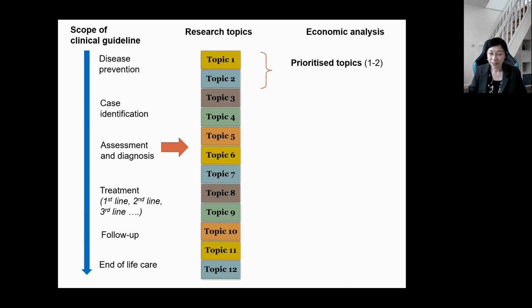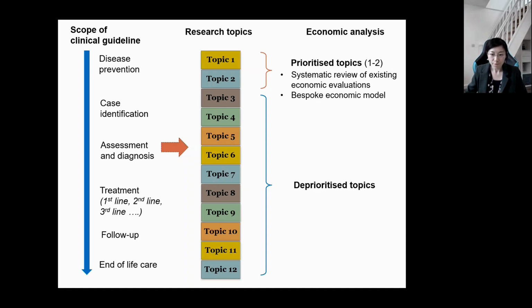For the prioritized topics, we will conduct a systematic review of existing economic evaluations. In addition to this, we will also develop a bespoke economic model. For those deprioritized topics, we will only conduct a systematic review of existing economic evaluations, but we won't build any bespoke economic model. So this is the current practice for health economists working on the NICE clinical guidelines.